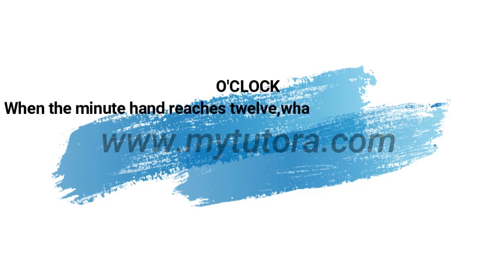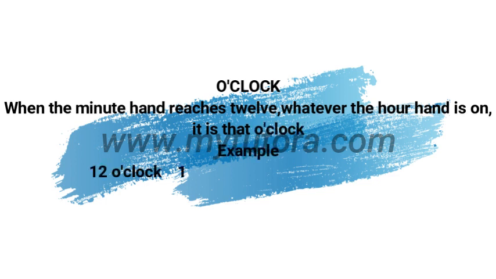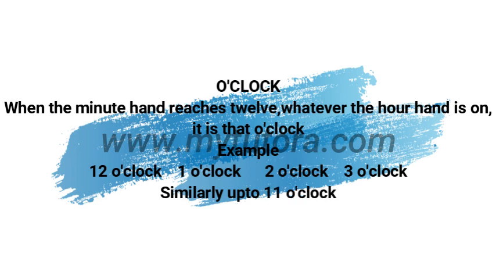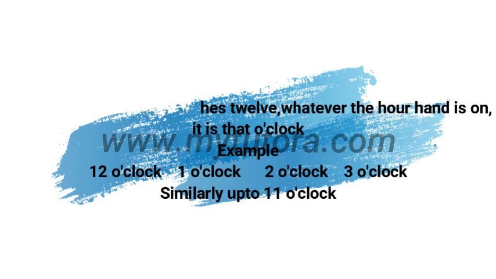Let's have a look at o'clock. When the minute hand reaches 12, whatever the hour hand is on, it is that o'clock. For example, 12 o'clock, 1 o'clock, 2 o'clock, 3 o'clock, similarly up to 11 o'clock.